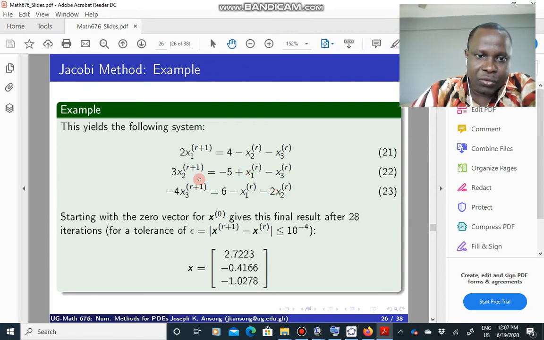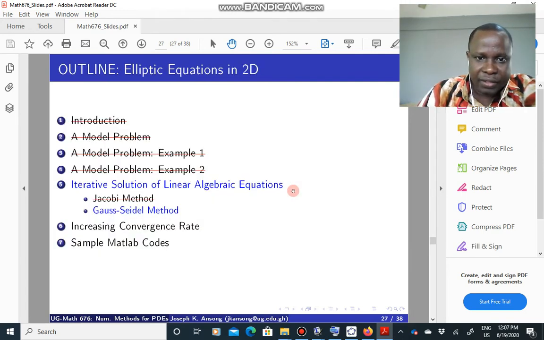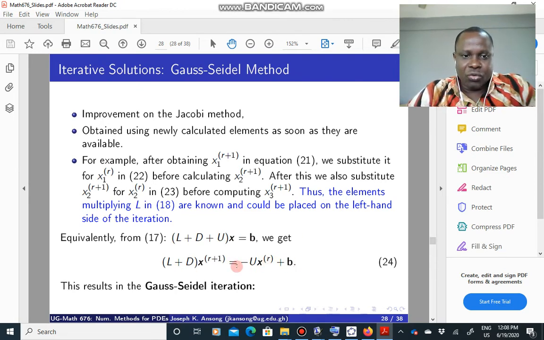So you could actually move these guys to this side, to that side, okay? And so that is what this general form is doing. From 17, which is this equation here, you leave the lower triangular matrix and the diagonal matrix on the left hand side, and then you take the Ux to this side, and you have negative Ux at r plus b, and that gives you an iterative scheme.